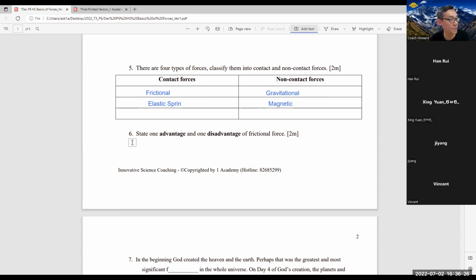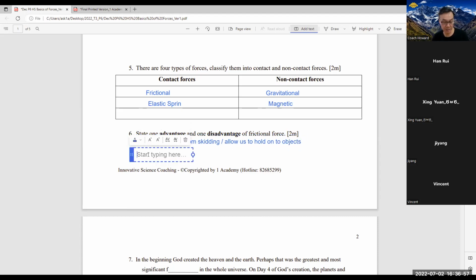Okay, number 6, state one advantage. So you have to indicate an advantage. There are many examples of advantages of friction. So you can say prevent cars from skidding, or allow us to hold on to objects. Okay, these are the advantages of friction.